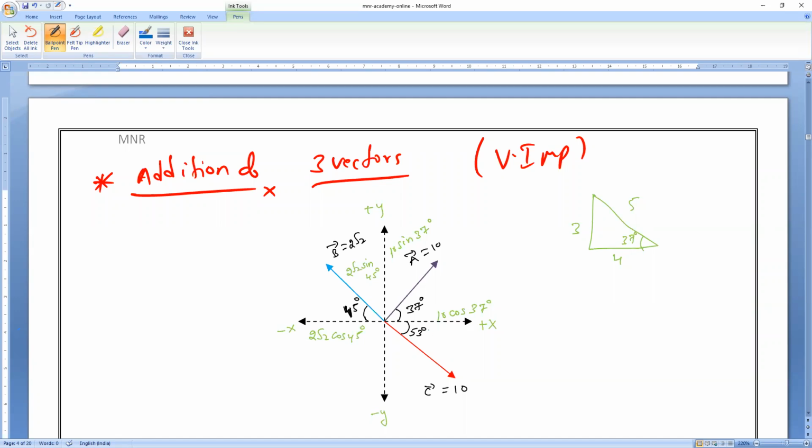Next, for this one, how much will come? 10 cos 53. And here, what will come? 10 sine 53.